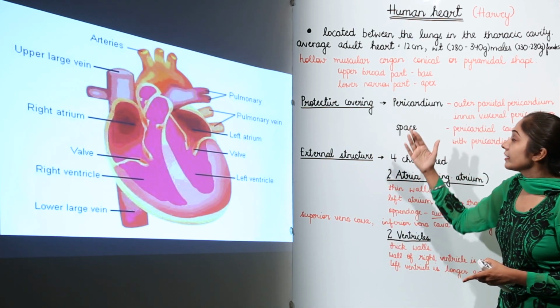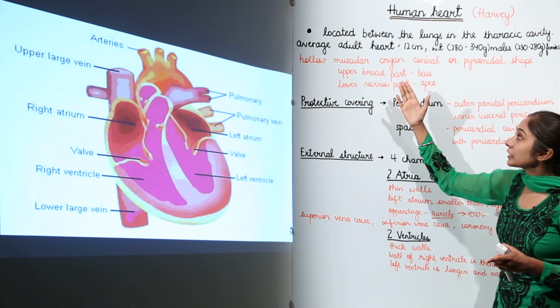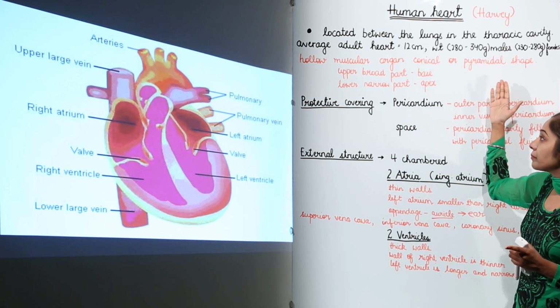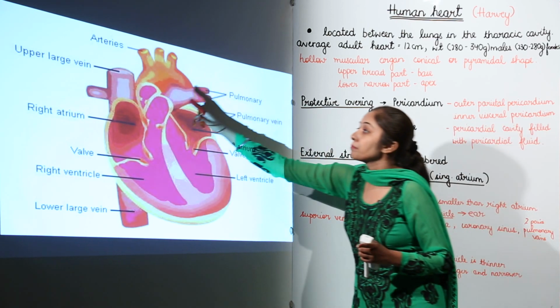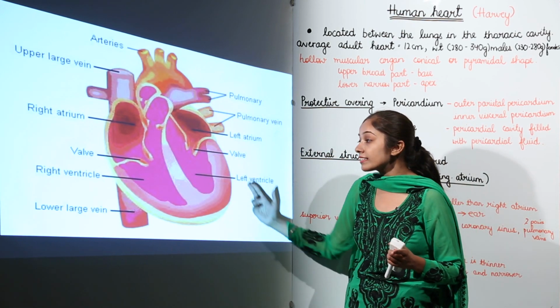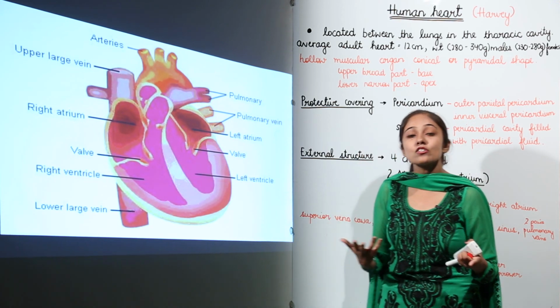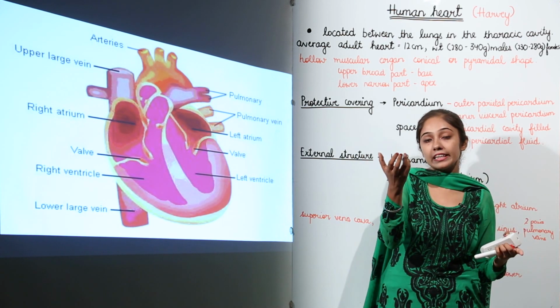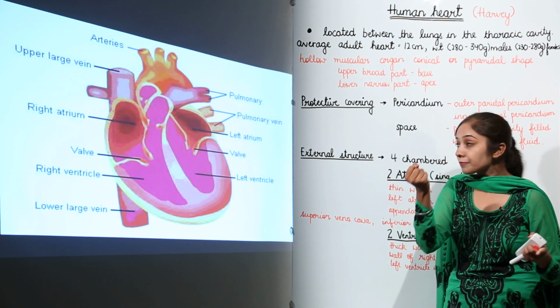So the heart is a muscular organ which is conical or pyramidal in shape. The upper part is the base and the lower part is the apex. The apex is projecting towards the left side. What is the size of your heart? It is approximately the size of your fist, right?